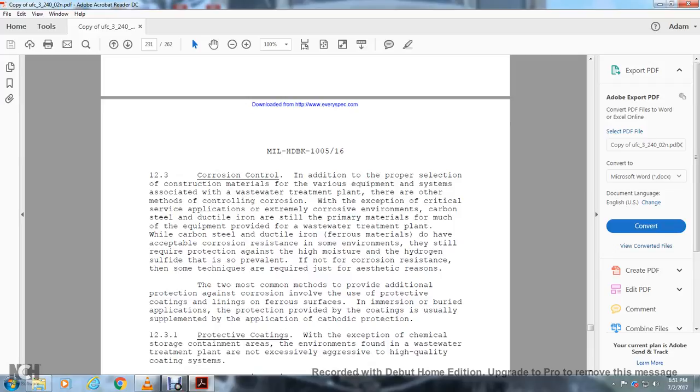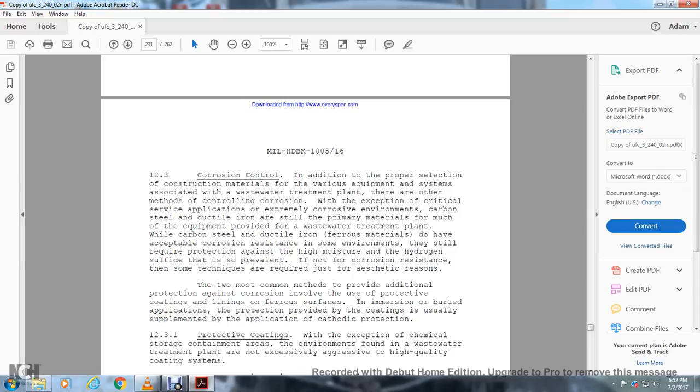Corrosion control. In addition to the proper selection of construction materials for the various equipment and systems associated with the wastewater treatment plant, there are other methods of controlling corrosion, with the exception of critical service applications. Controlling the corrosive environment: carbon steel and ductile iron are still the primary materials for much of the equipment provided in the wastewater treatment plant. While carbon steel, ductile iron, and other ferrous materials do have acceptable corrosion resistance, in some environments they still require protection against the high moisture and hydrogen sulfide that is prevalent. Some of the techniques are required just for aesthetic reasons.